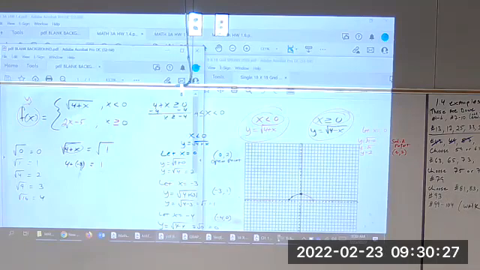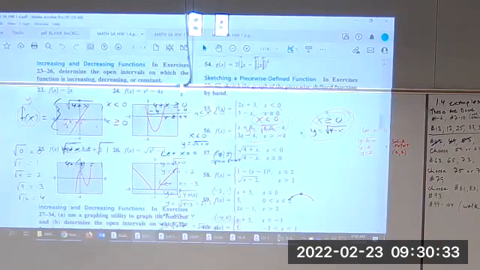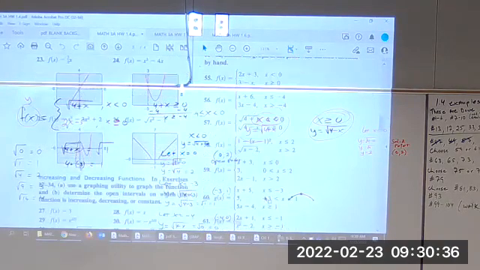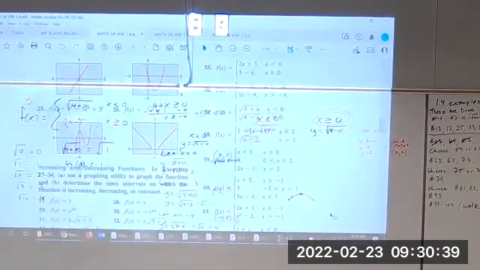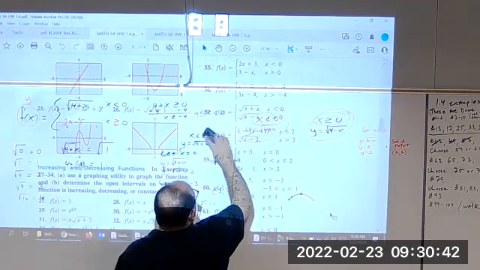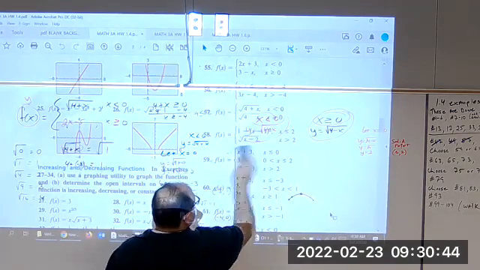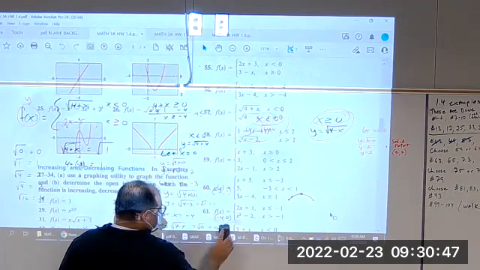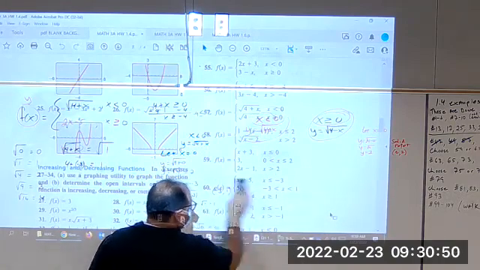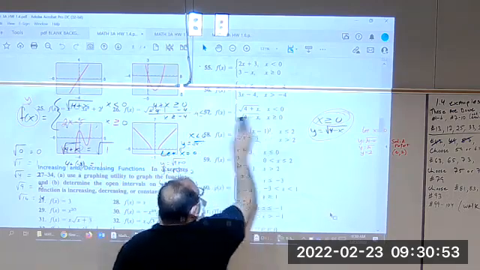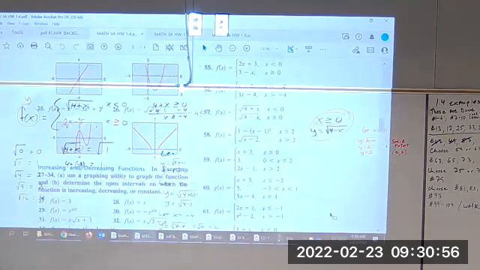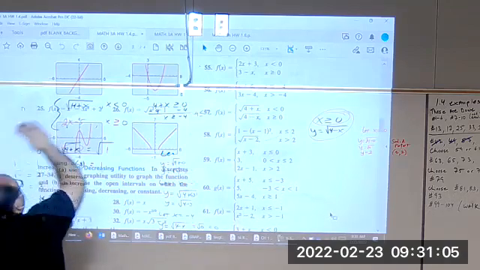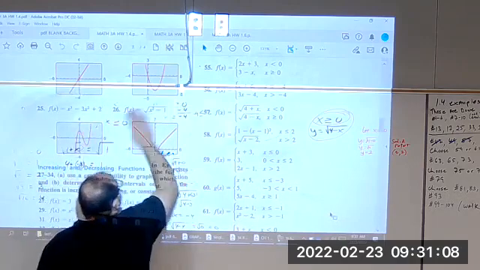So now you get to choose 59, which is a 3-piece piecewise function, or 61, which is a 2-piece piecewise function. 59 is that one, and then 61 is this one. 59 or 61. Okay, yeah, 3 pieces. So now you've got a house on the left, a house in the middle, and a house on the right.